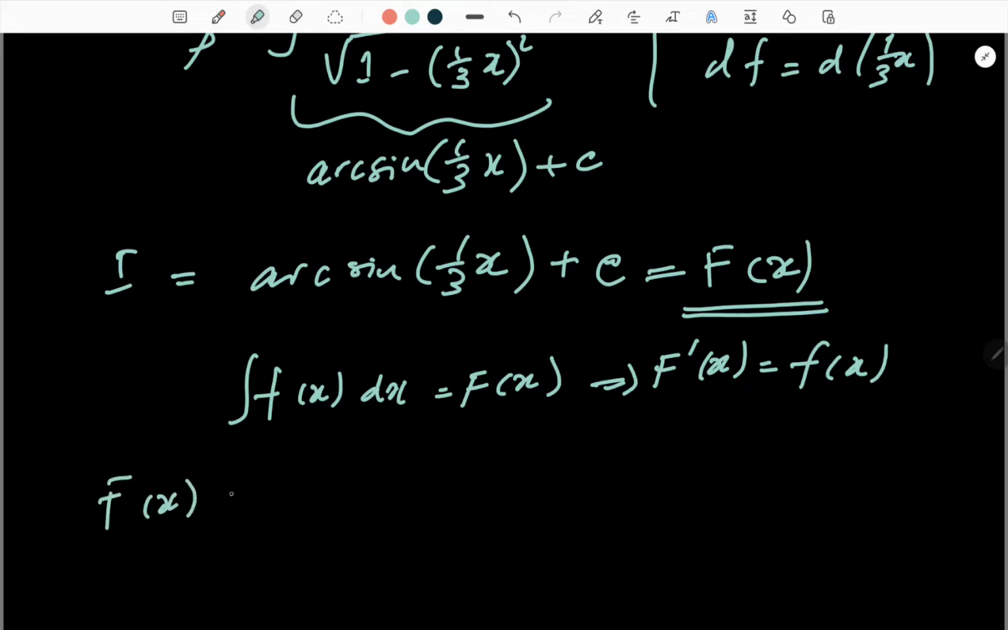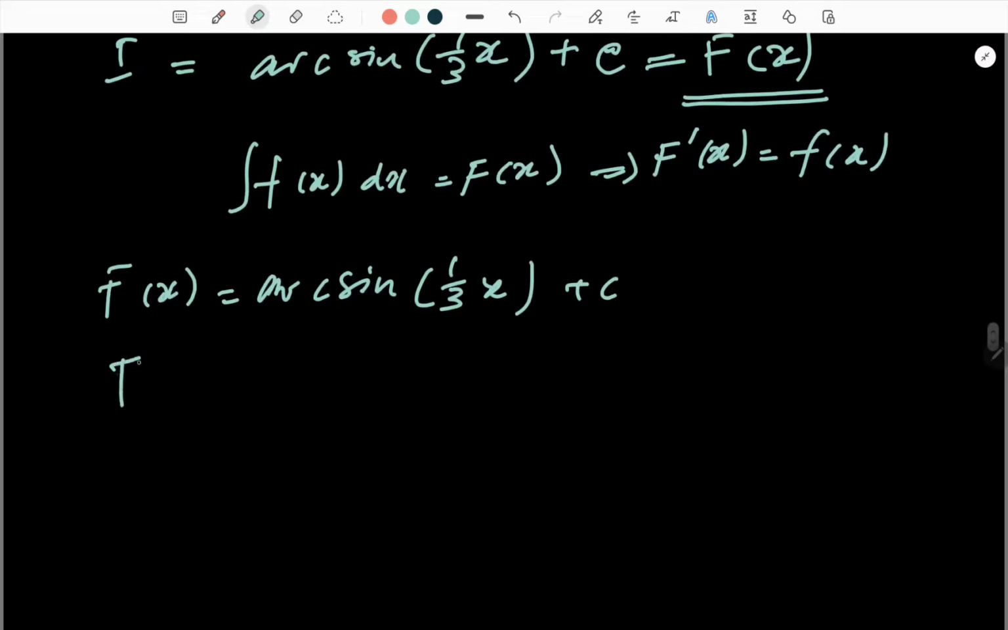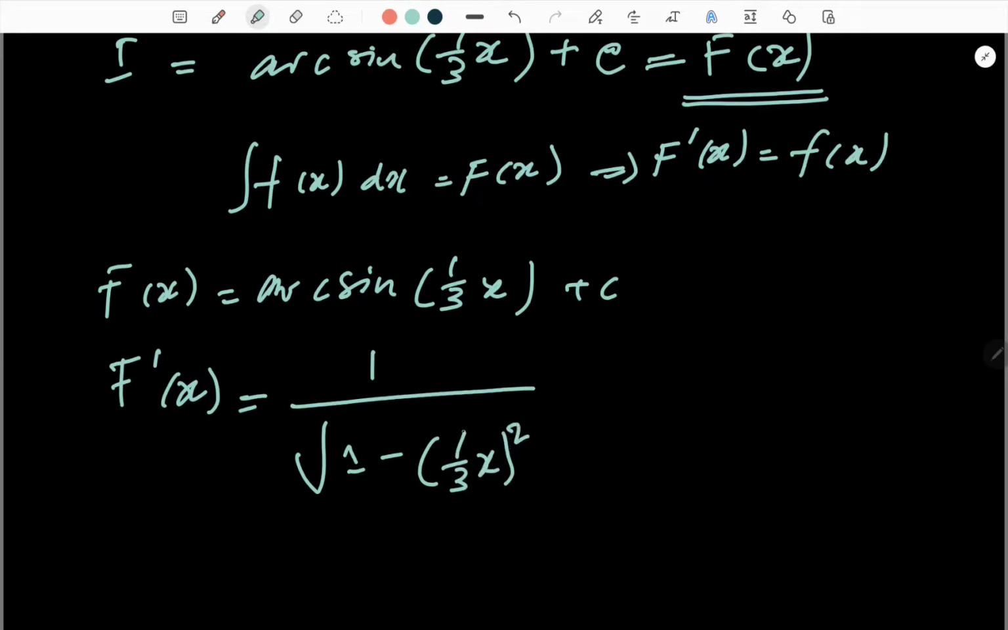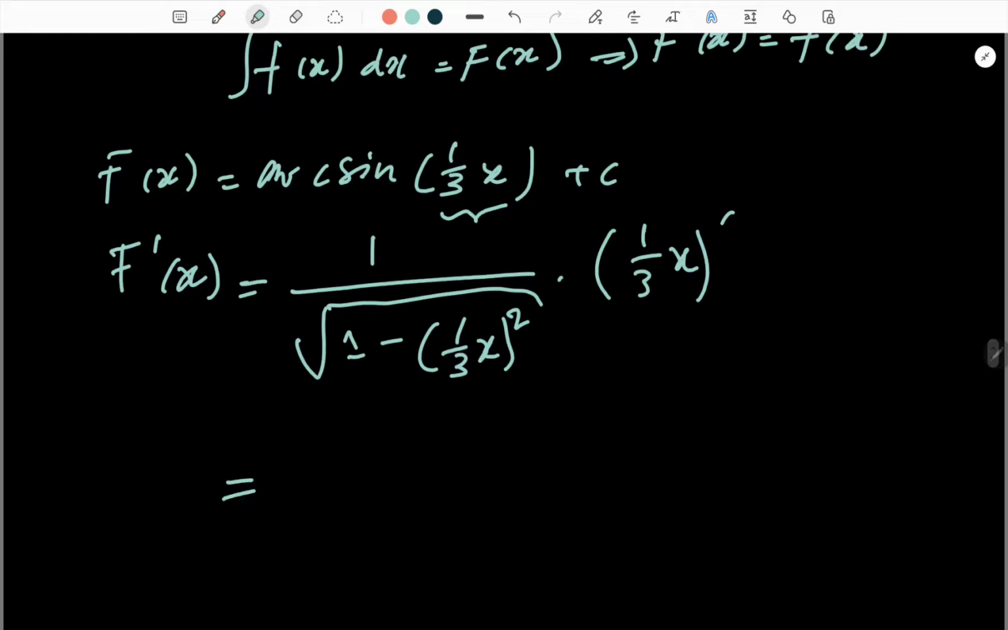Then we have F of x equal to arcsin of 1 over 3x plus c. The derivative of this function is equal to 1 over the square root of 1 minus 1 over 3x squared, times the derivative of the argument of the arcsin function, which is 1 over 3x. And from here we have 1 over 3 times 1 over the square root of 1 minus 1 over 3x squared.